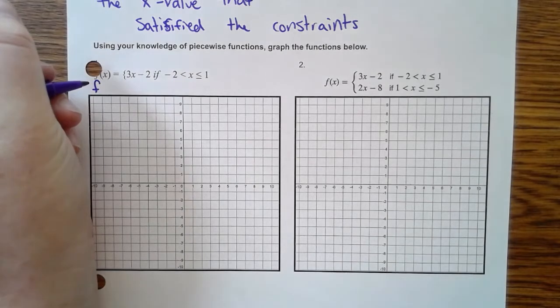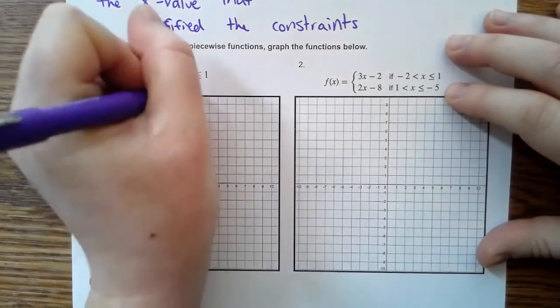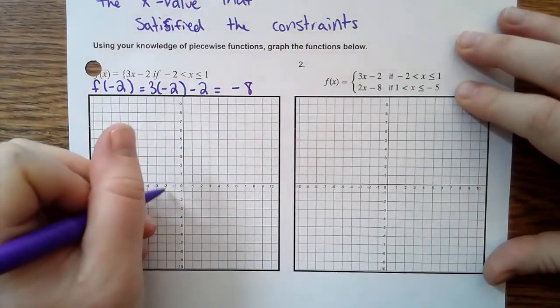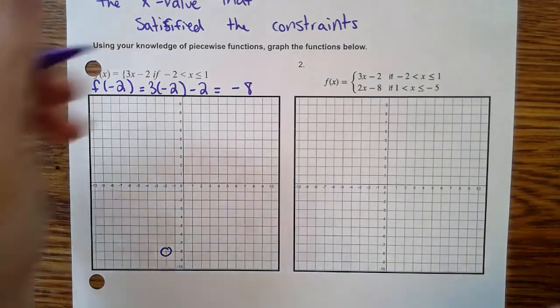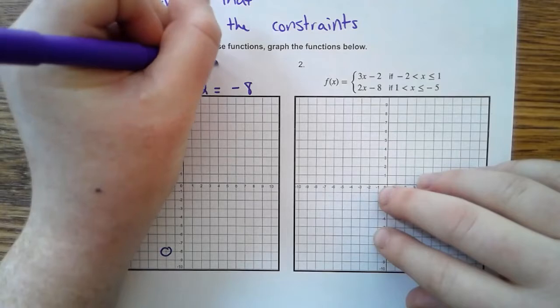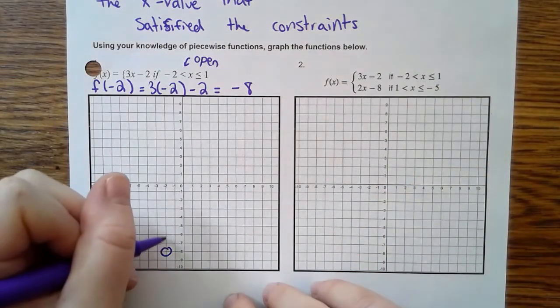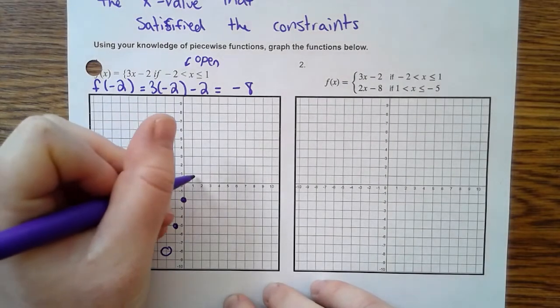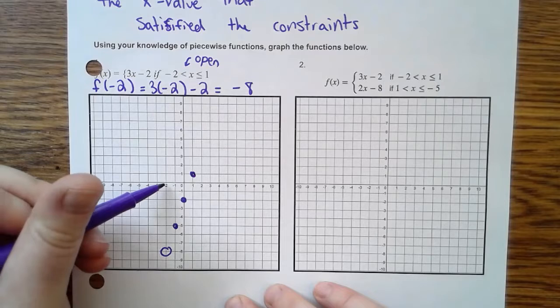When x is at -2, the value is 3 times -2 minus 2, which is -8. So the point is -2, -8, but I'm going to do an open circle, because that doesn't have a line under it. So now I'm going to go up 3 over 1, up 3 over 1. And I'm going to stop right here because it's only in between. So my x values are between -2 and 1.